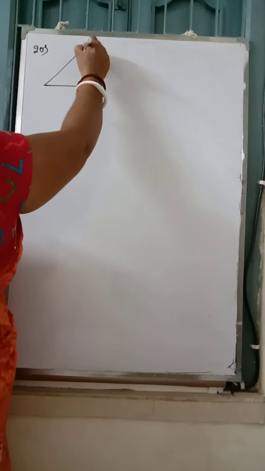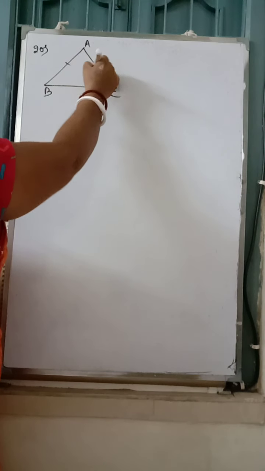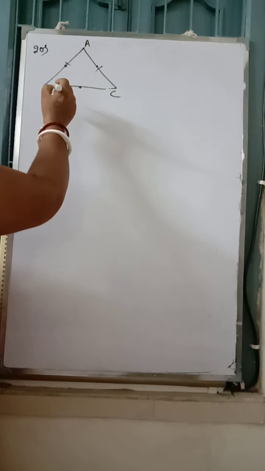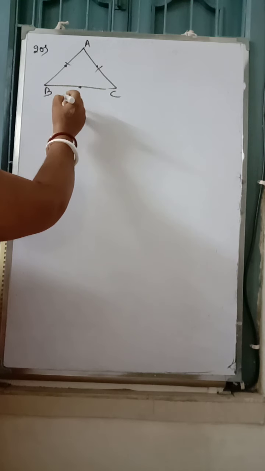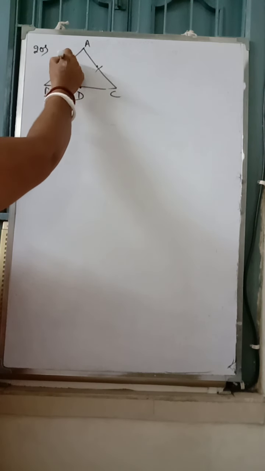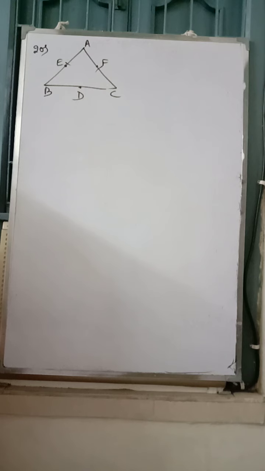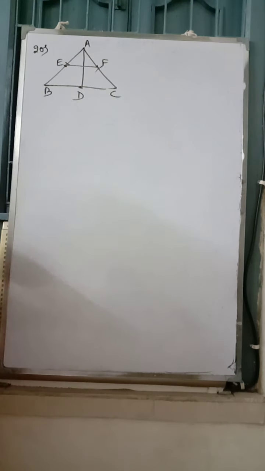Question number 20, 19 you don't need to do. There is a triangle ABC in which AB and AC are equal. Now we have three midpoints: D is a midpoint of BC, E is a midpoint of AB and F is a midpoint of AC. Okay. Now it says prove that the line segment AD is perpendicular on EF.